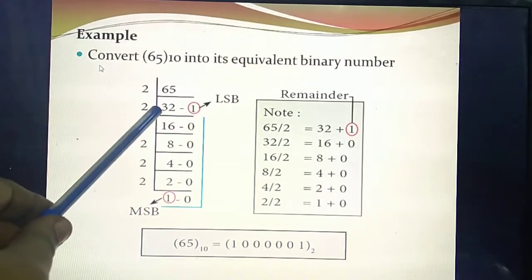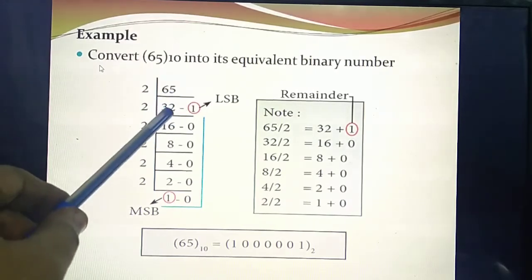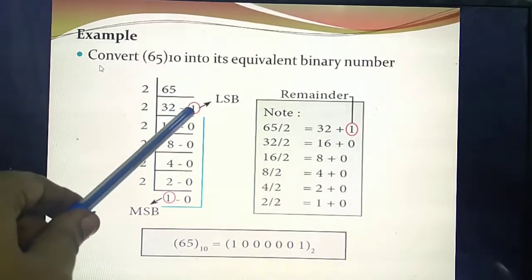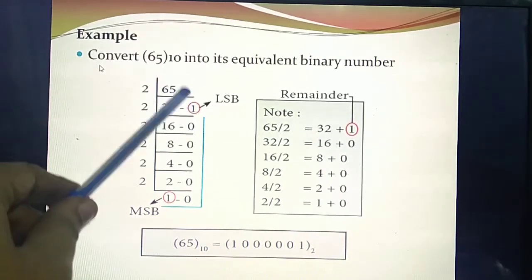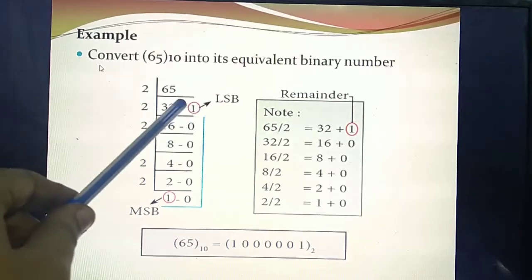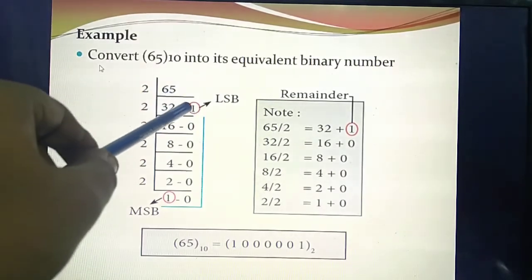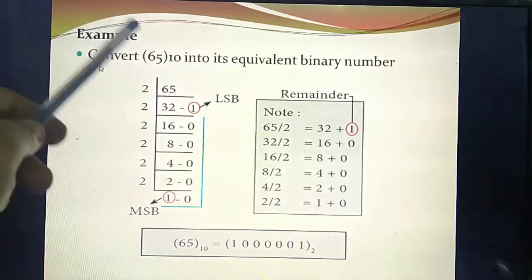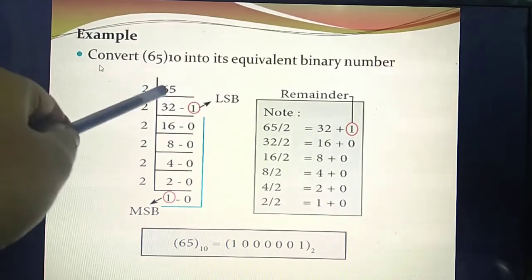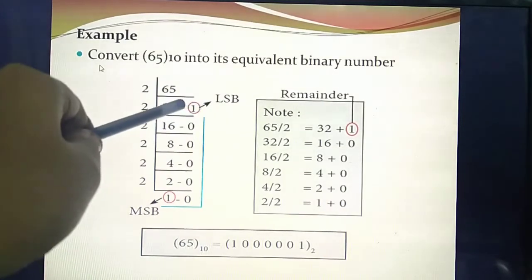65 divided by 2, what answer will you get? 32. 32 into 2 is 64. So what remainder will you get? 64 only you are getting, so the remainder you get is 1. That you should write here. Each time you should write the remainder with a dash next to the quotient, 32 dash 1. 32 into 2 is 64, but your answer is 65. Among the 65, 64 you have written, so how many values remain? 1. So you should write 1.